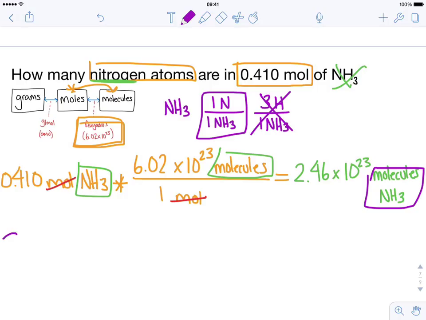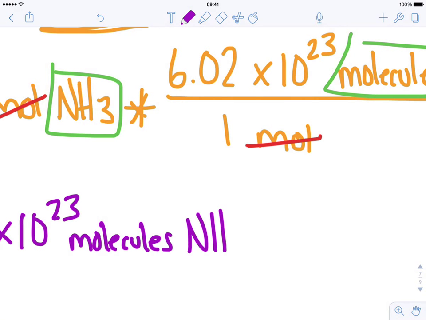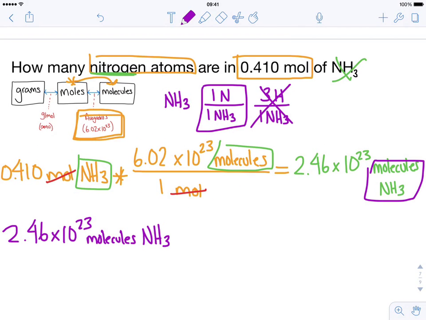So we have 2.46 times 10 to the 23rd molecules of NH3. And we want the NH3 to cancel out so that we're left with just N. So to do that, we use this conversion factor pretty much exactly how it's written, because we want NH3 in the denominator. So times 1 N in every 1 NH3.